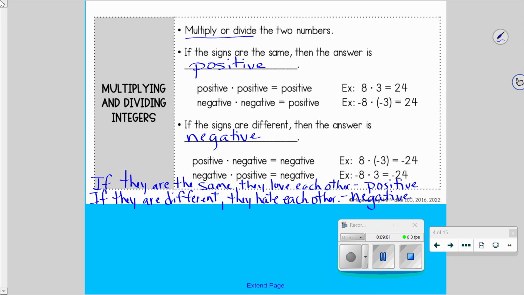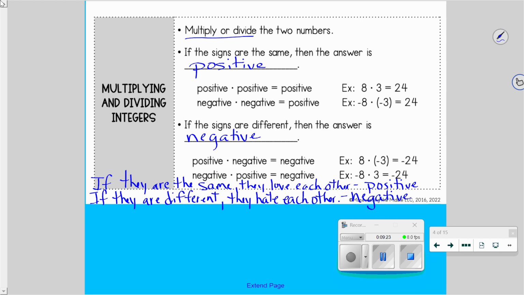Hold on, guys. 3, 2, 1. Bottom line on this: if they are different, they hate each other. It's going to be negative. Doesn't matter which one's bigger, which one's first, which one's last. If they are different, they're going to hate. It's negative.